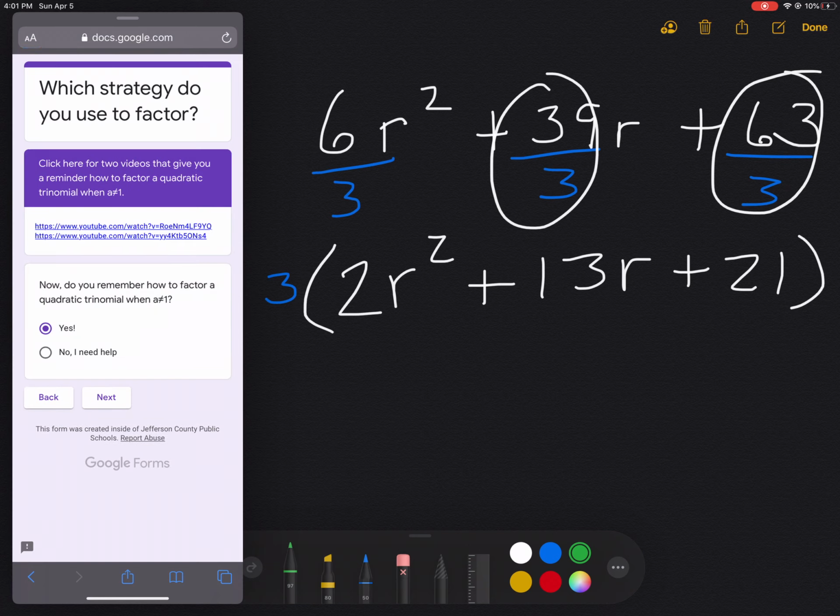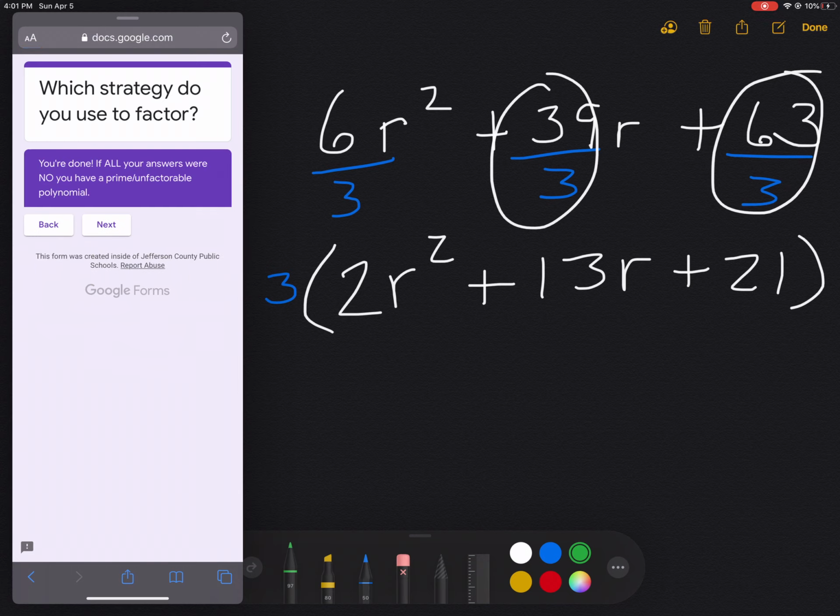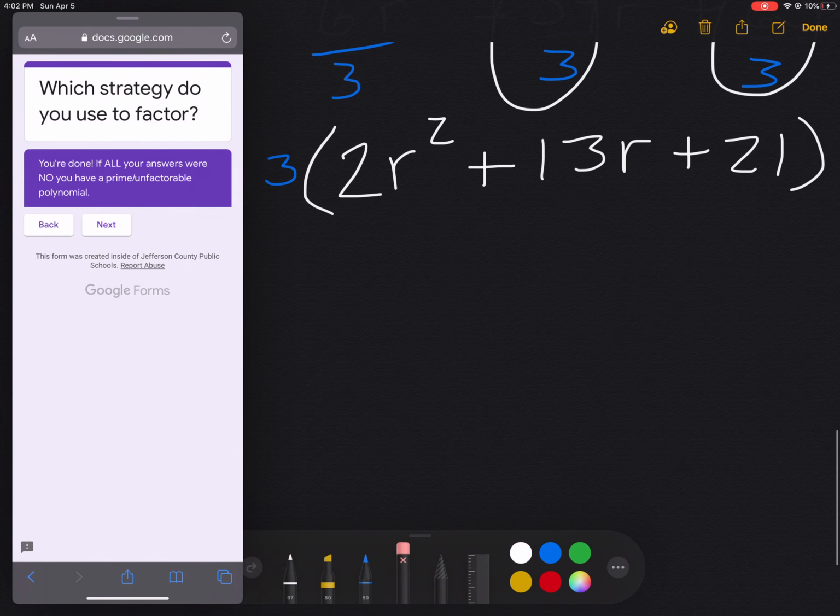And we are going to go back. Okay, so now we're going to change this answer to I know how to factor it because I do. And so once I get that factored, it tells me that I'm all done. So let's make sure we remember how to factor it, shall we? So remember that you can do guess and check for this part to factor it, or you can use my favorite method, which is the AC method.